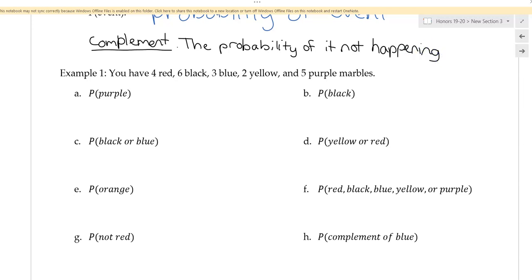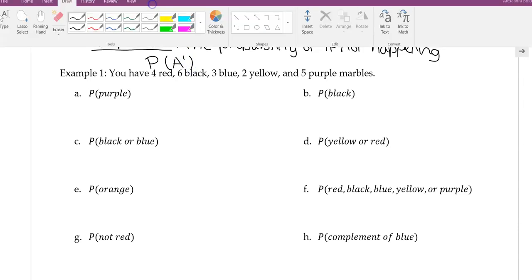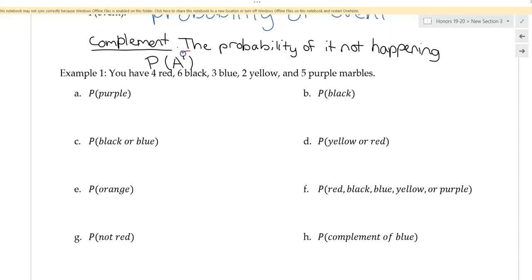Okay, so the probability of the complement, if I ask for like the probability of the complement of rolling a 2 on a 6-sided die, right, I would find all of the things that aren't 2s and find that probability. So you can count, or the probability of an event A, not the complement of an event A, this little tick mark tells you that you're finding the complement.